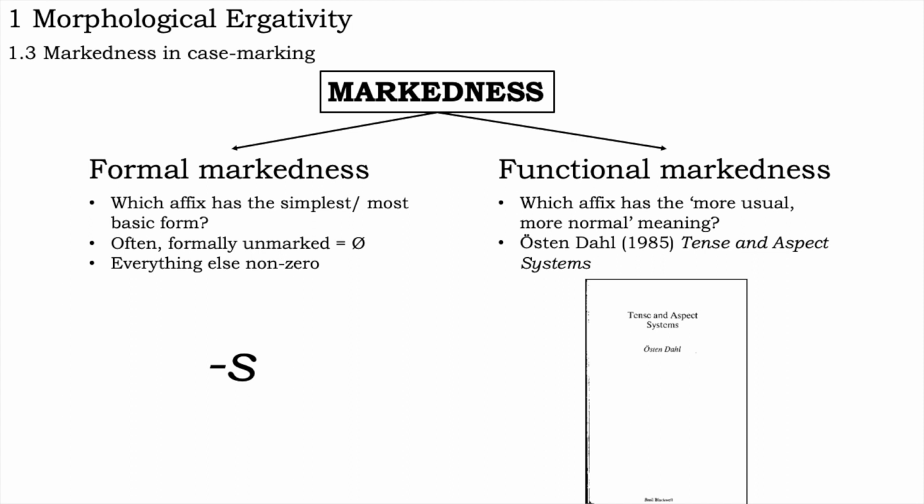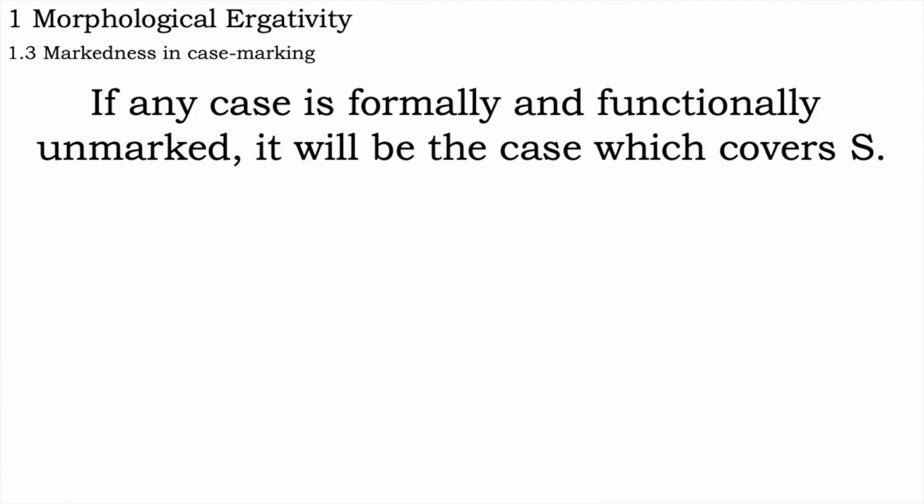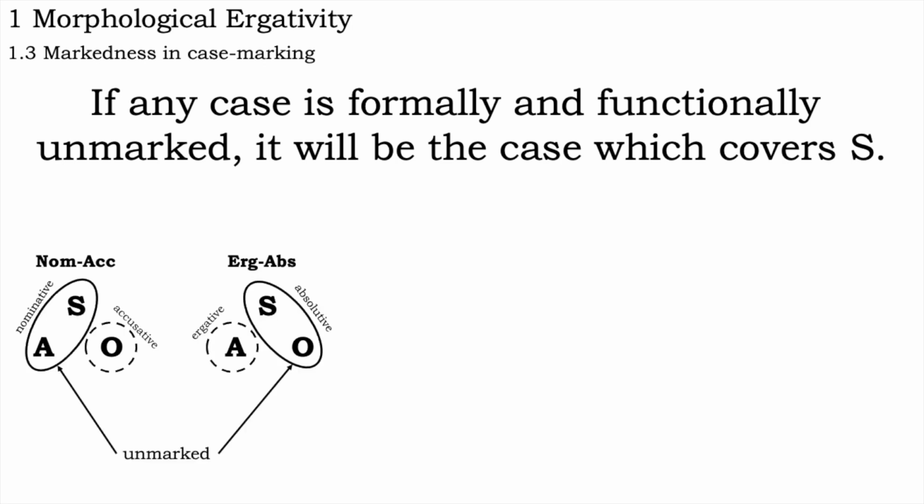All other agreement affixes are zero, but functionally unmarked, because most normal sentences use this suffix. With regards to markedness and case marking, one generalization is very clear. If any case is formally and functionally unmarked, it will be the case that covers S. That is, the unmarked case will be nominative in a nominative accusative language, or absolutive in an ergative absolutive language.